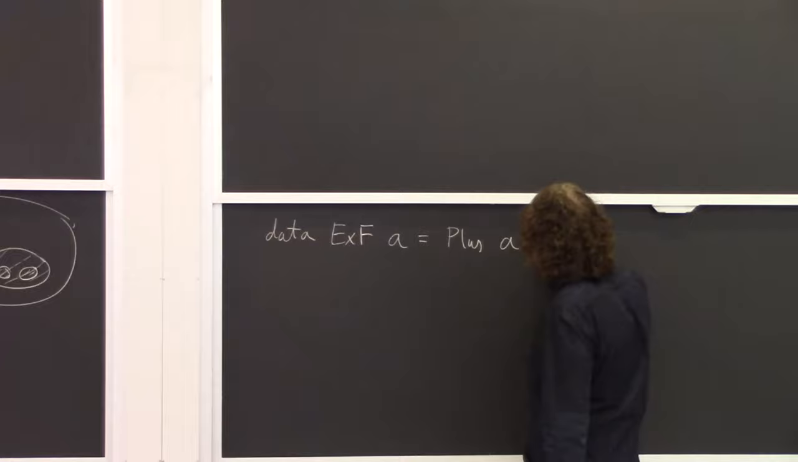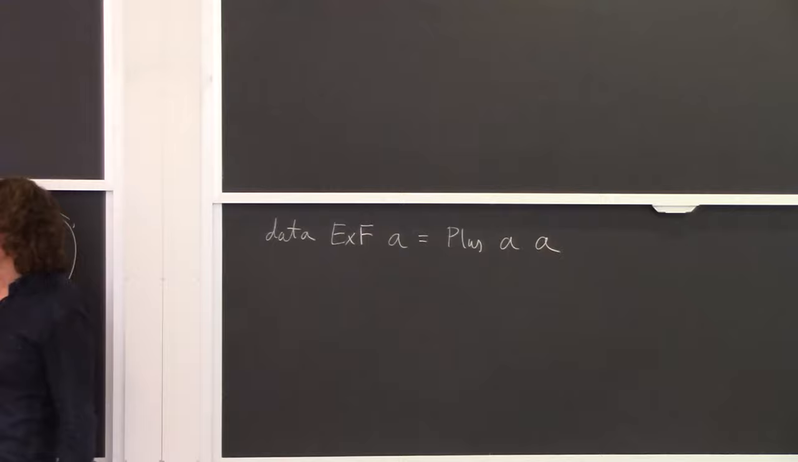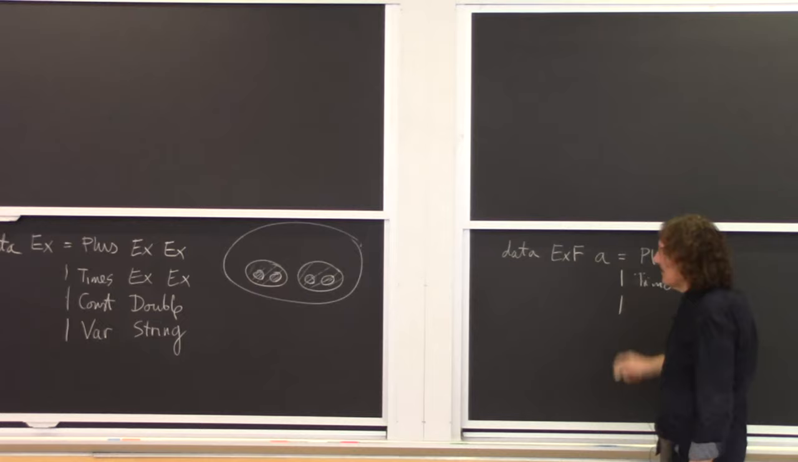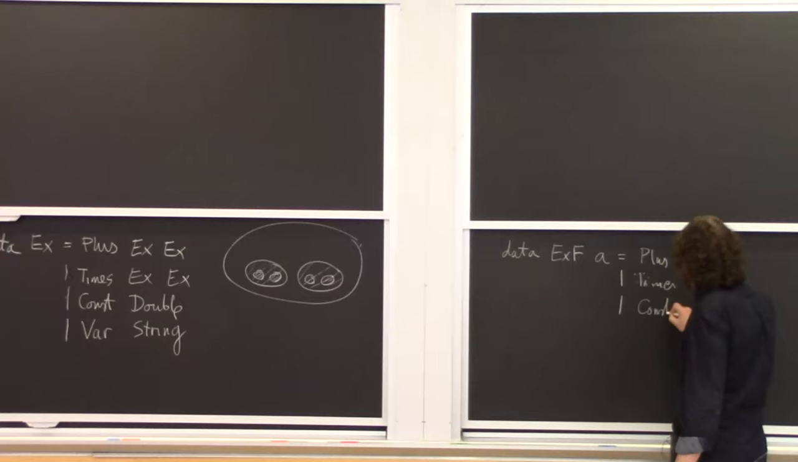So Plus A A. These are the placeholders for expression, right? And I will have or Times A A. Then I have the leaves, and they don't depend on x. So I'll just rewrite them: Const Double and Var String. OK?